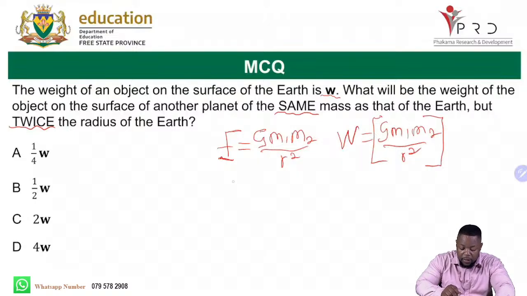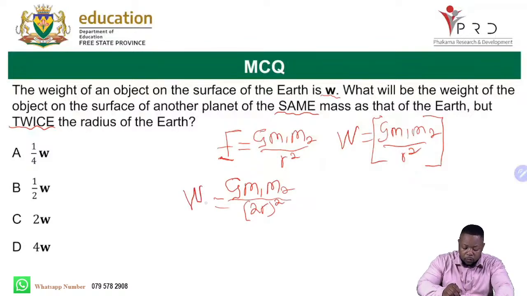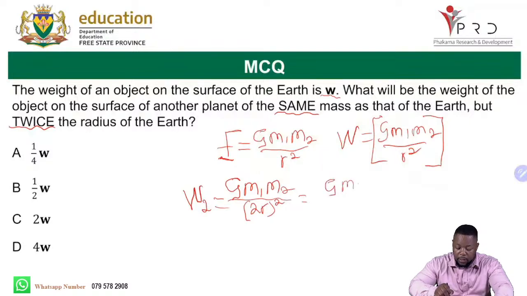In the second planet, we substitute G as it is. The first mass and the second mass did not change, but the radius was changed. So the radius is 2r now, and we do not forget to square. Remember that this is equal to the new W in the second planet. Now, if we work with this on the calculator, we are going to see that this will work out to G M1 M2, and 2 squared will give us 4r squared.